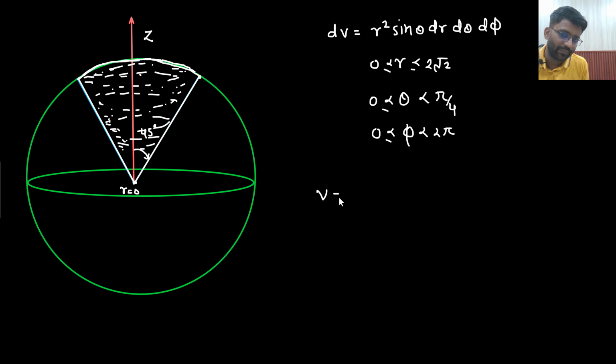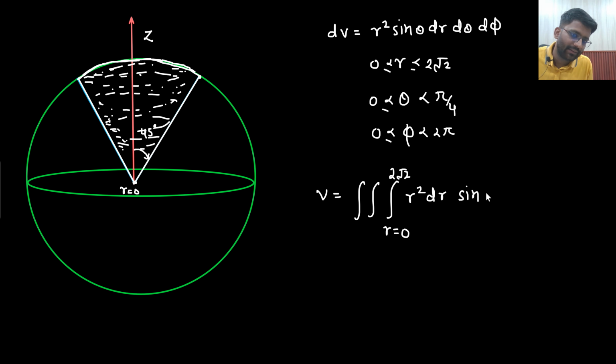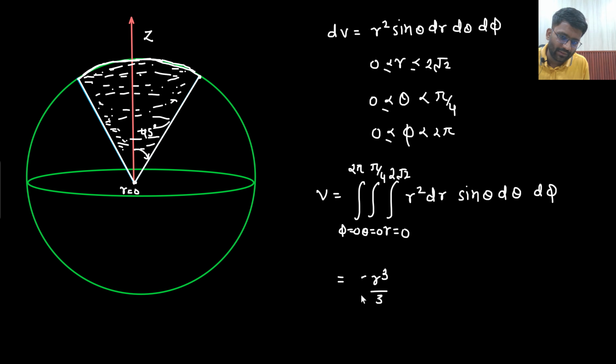So what will be the volume? First we will solve with respect to the radius, which is going from 0 to 2 root 2, r square dr. Then sin theta d theta, with theta going from 0 to 45 degrees, and d phi which is going from 0 to 2 pi. So what will you be getting? R cube by 3, from 0 to 2 root 2.